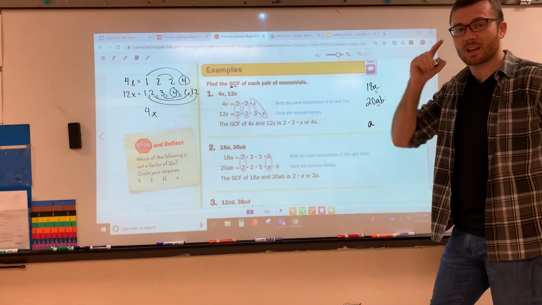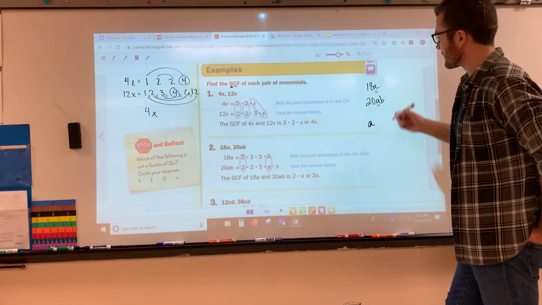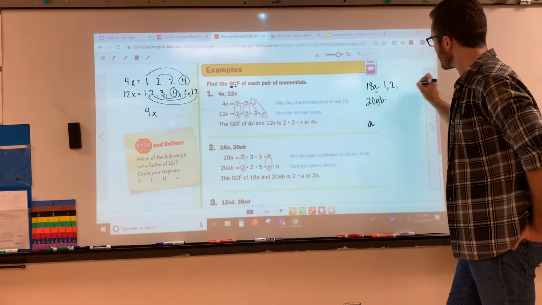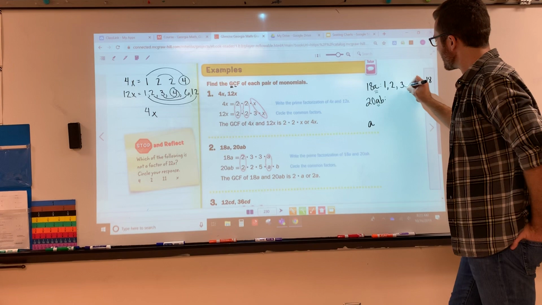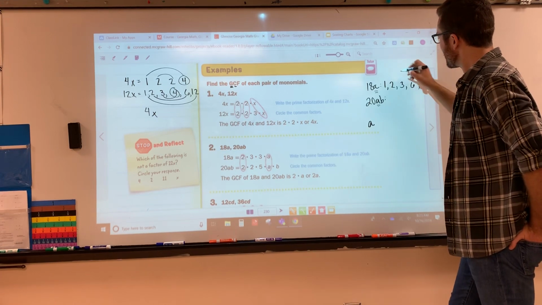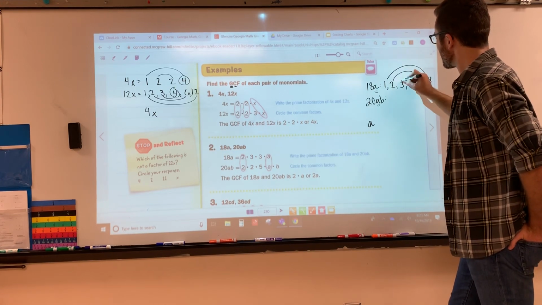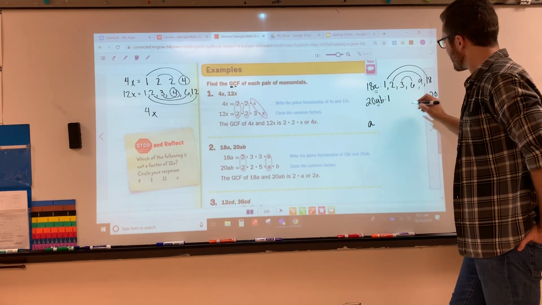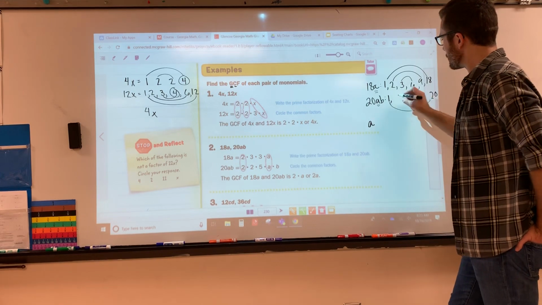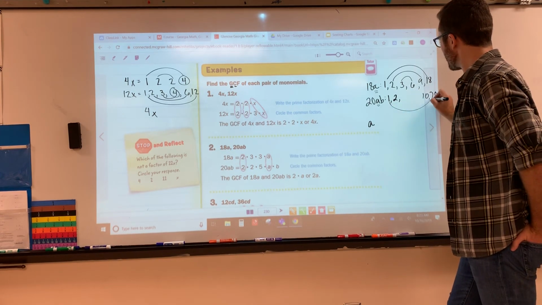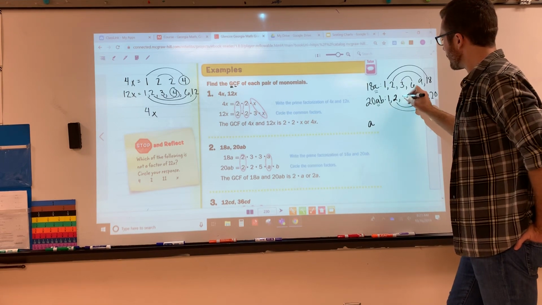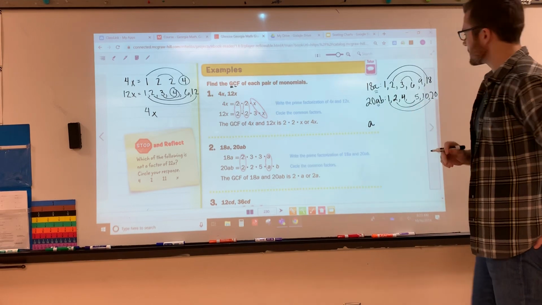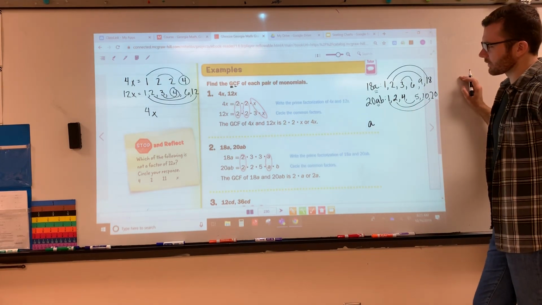Let's list out our factors of 18 and our factors of 20 to see what else they have in common. So I've got 1 times 18, 2 times 9, 3 times 6. Then I have 1 times 20, 2 times 10, 4 times 5, and I don't have any other factors for 20.